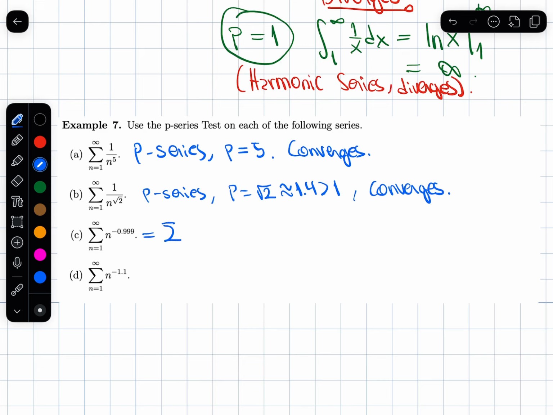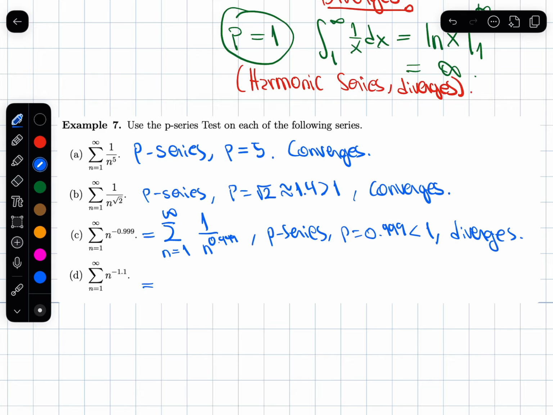Now this one is not as simple, but one step further is not hard to see. See, this is that. So this is a p-series. p equals 0.999, which is less than 1 this time, so the series diverges. And this one, same thing. You can bring it up or bring it down, n to the power 1.1. Again, it's a p-series, so p is 1.1, which is more than 1, so the series does converge.